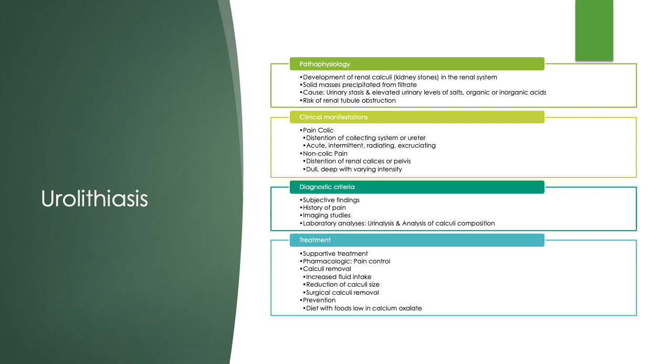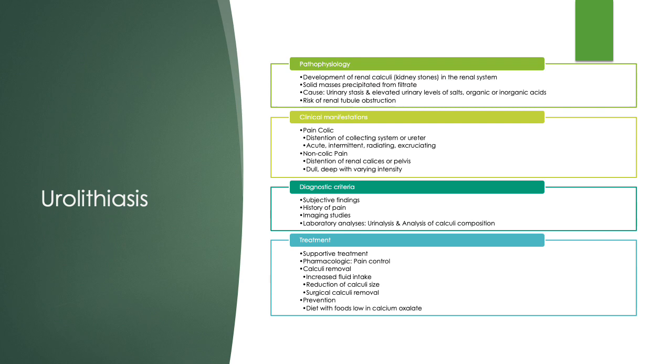Clinical manifestations include pain, and they normally call this a colicky pain because there is a collection of urine in your ureter. It's not able to move past the kidney stones, so you do see a distension of that ureter at that point. Normally, the colicky pain is acute, intermittent, radiating, or excruciating. You can also have non colicky pain, and this is considered distension of your ureter or renal calyces or pelvis, and it's normally characterized as a dull, deep, or varying intensity type of pain.